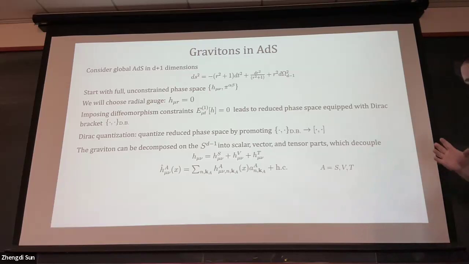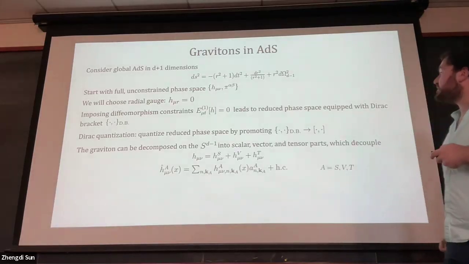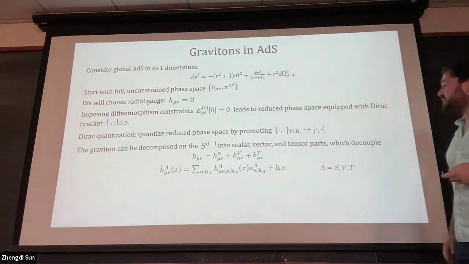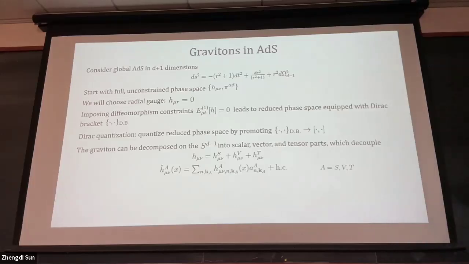So the way you do this is that AdS has t and r components, and then it has some S^(d-1) here. And on the S^(d-1), the graviton decomposes into a scalar, vector, and tensor part, and these all decouple. And so then the graviton operator is a sum over the different parts. So it's the usual sum over quantum numbers, but also a sum over these scalar, vector, and tensor parts.